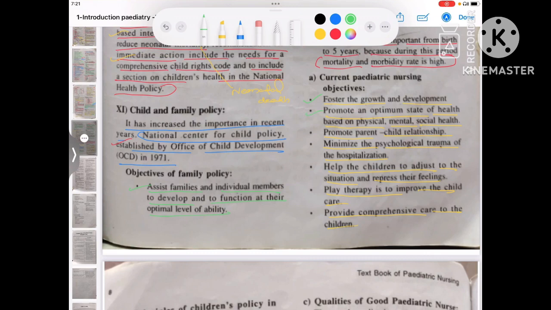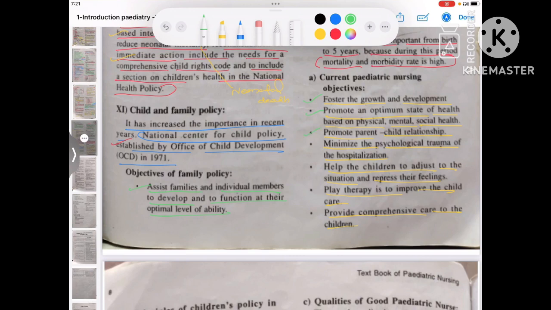How can we say the child is healthy? The child should be physically complete and healthy, and mentally and socially healthy. Social health in children means they should mingle and give a social smile. When we look at the baby, the baby should feel happy. That is social health. The child has to be physically fit, mentally and socially well. All of these have to be promoted by pediatric nursing.